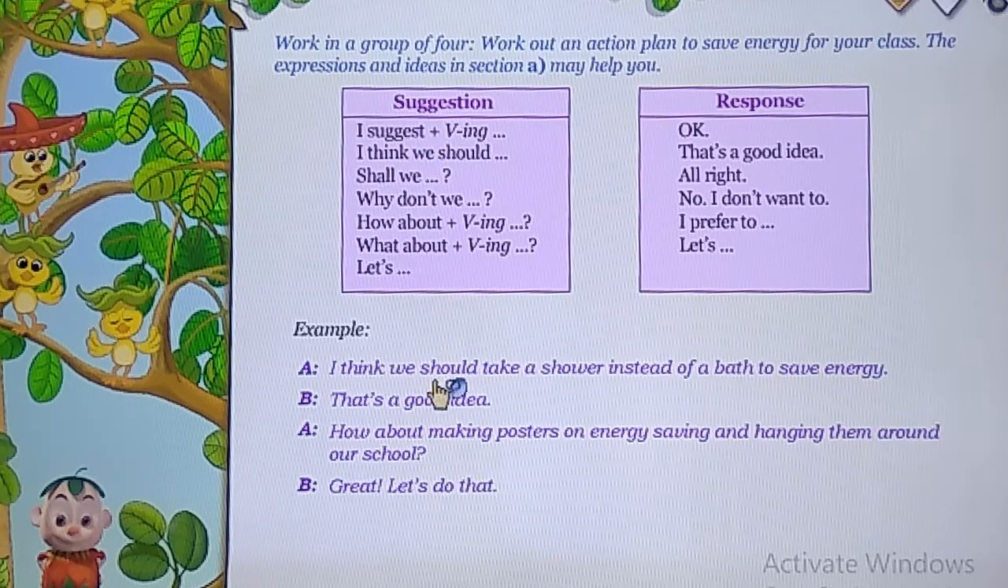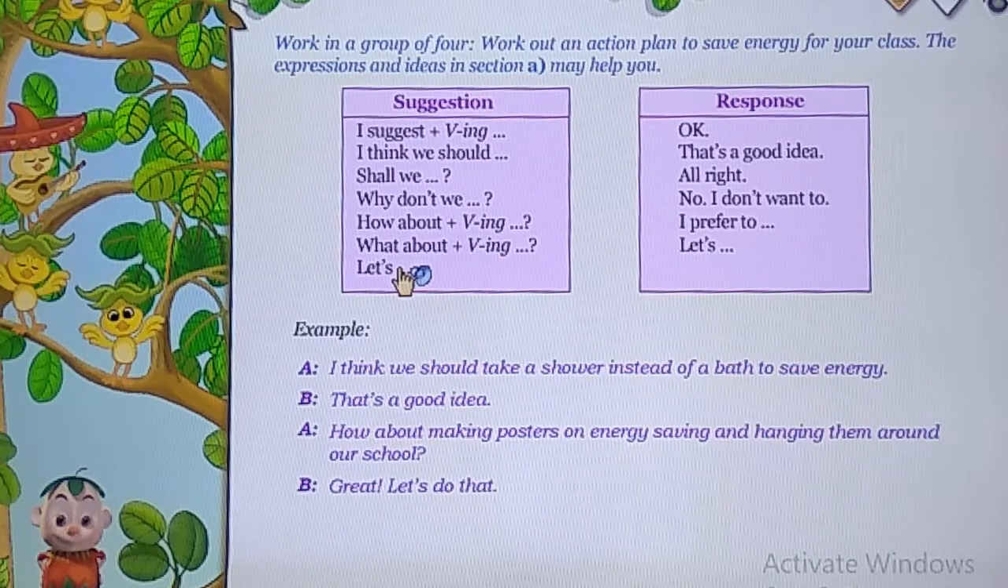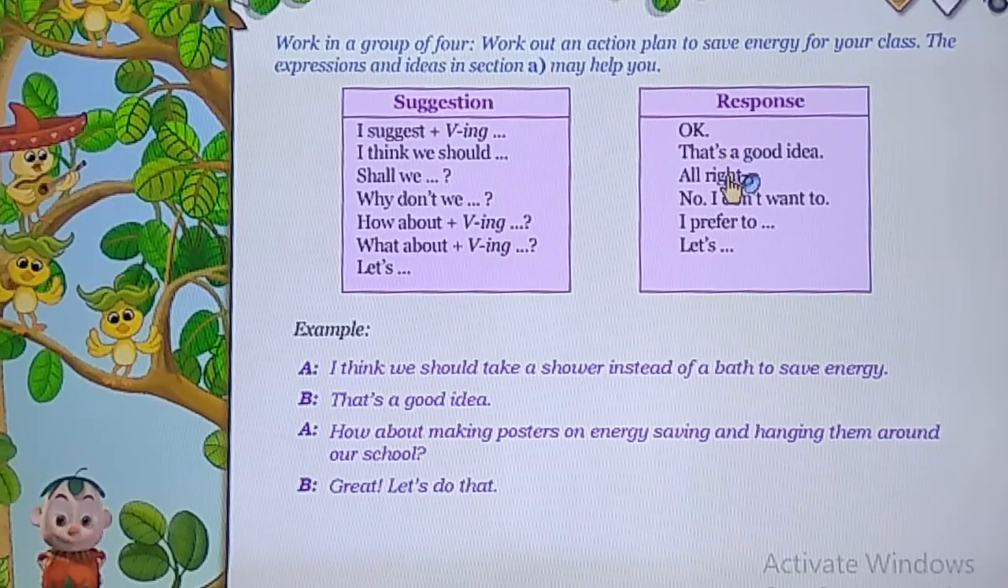I suggest. I think we should. Shall we? Why don't we? How about? What about? Let's. Okay. That's a good idea. All right. No, I don't want to. I prefer to. Let's.